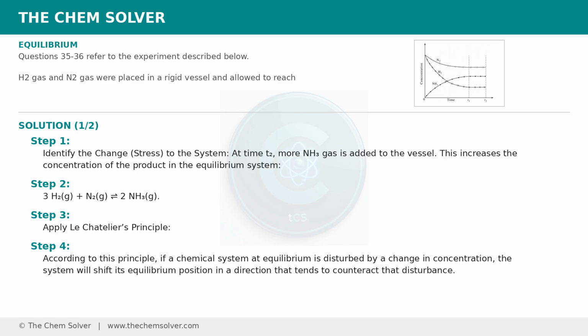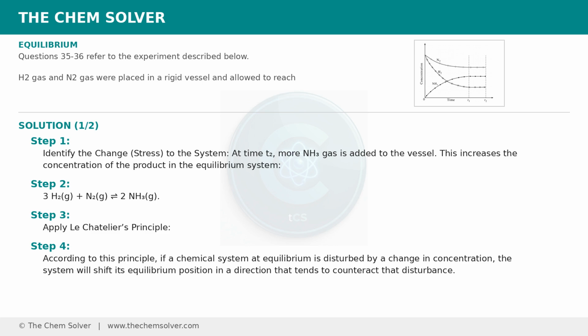Identify the change, stress, to the system. At time T2, more NH3 gas is added to the vessel. This increases the concentration of the product in the equilibrium system. 3H2 plus N2 is in equilibrium with 2NH3.